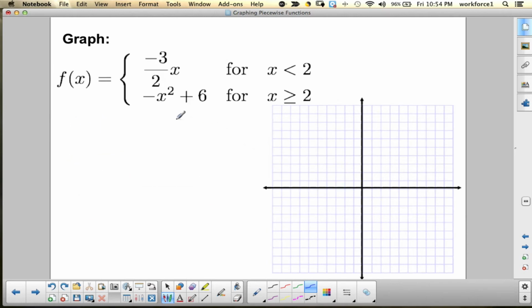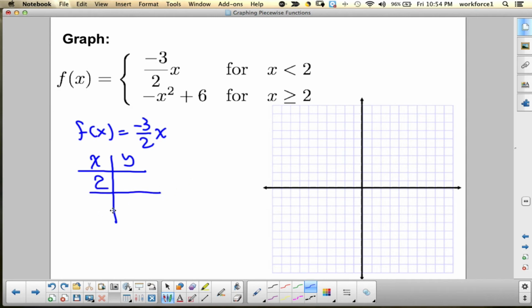Okay, in this example, we have a linear function, negative 3 over 2 x, but the condition is that x must be less than 2. So let's just try points again. So we're going to pick value x equal to 2. Maybe I pick value x equal to 0. And I'm going to pick also x equal to negative 2. For a linear function, you can pick just a few input values.